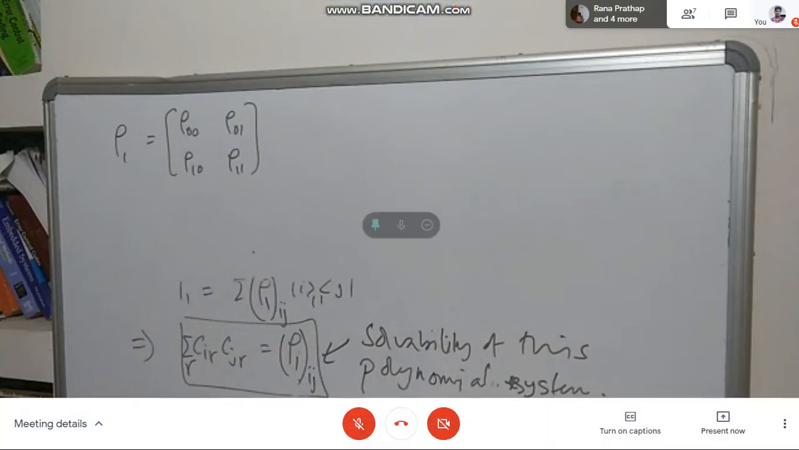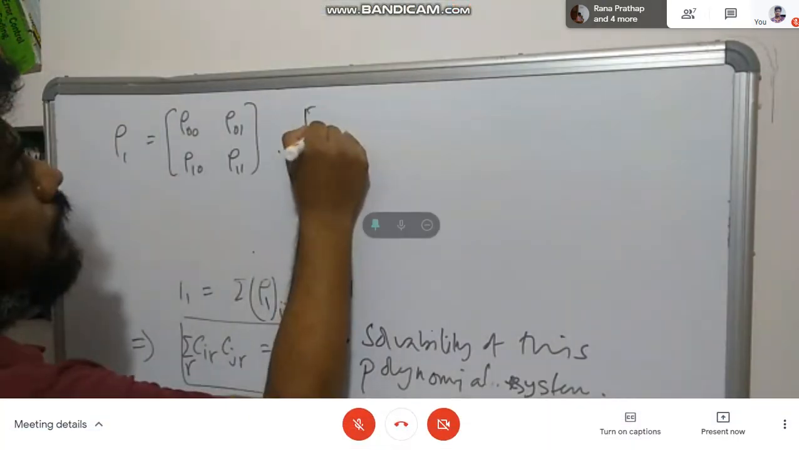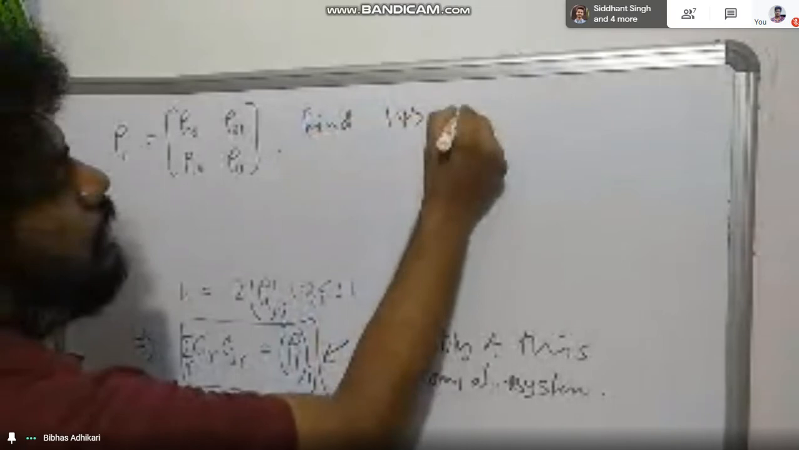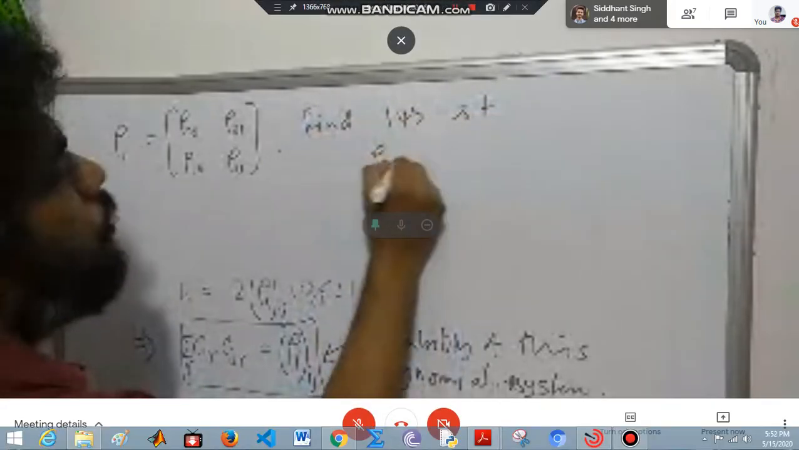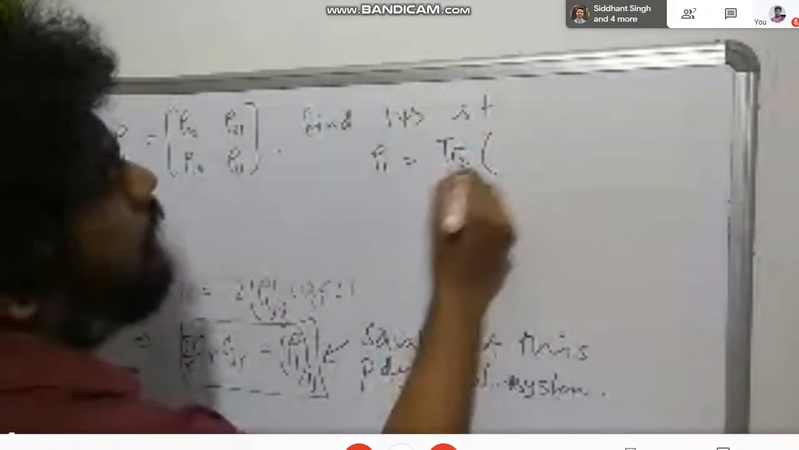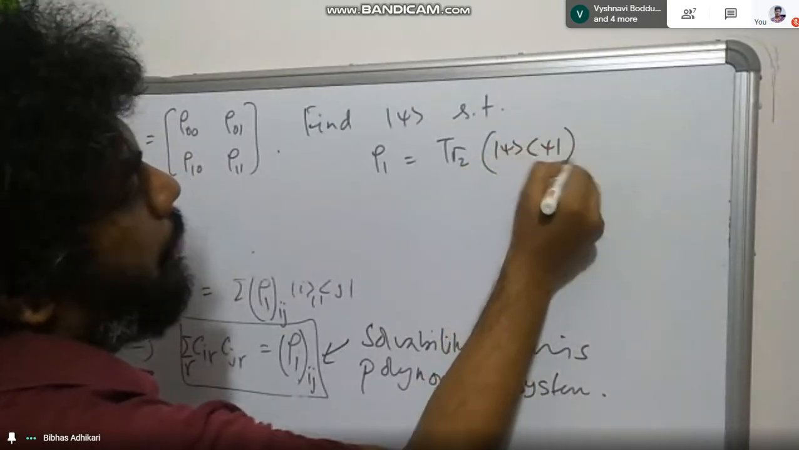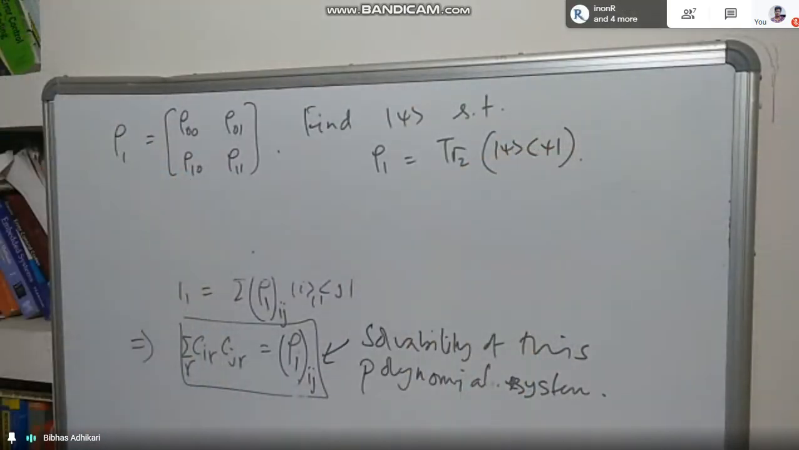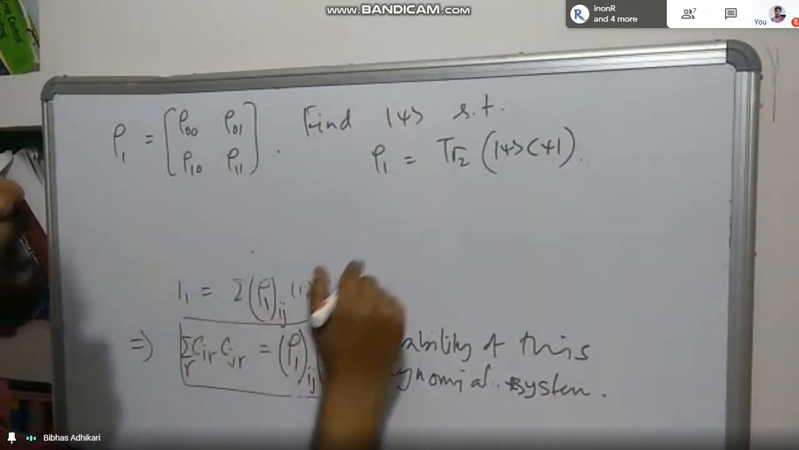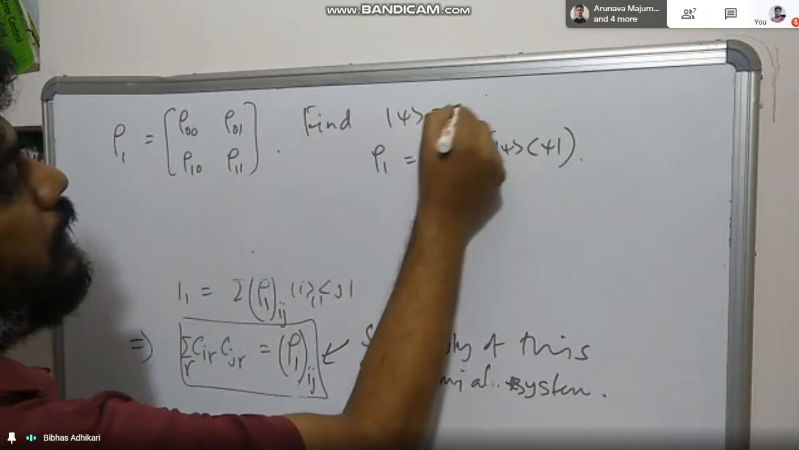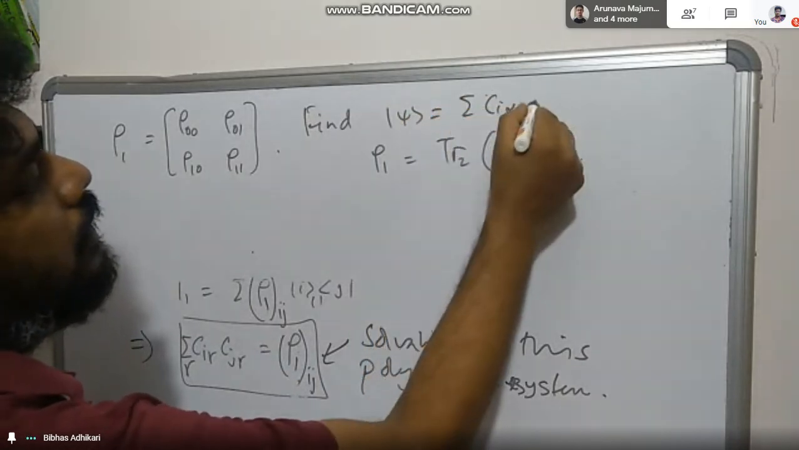And I need to find some psi such that this rho 1 is the reduced density matrix of this psi. This is what I need to find. So then what he said, this is the formula to find the psi, and this psi is nothing but some C I alpha.